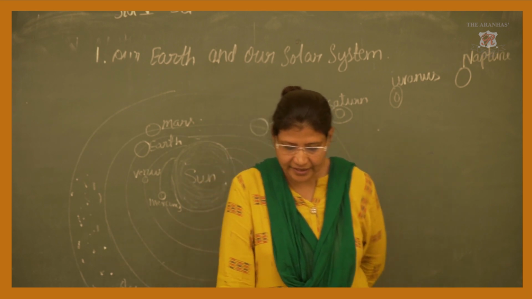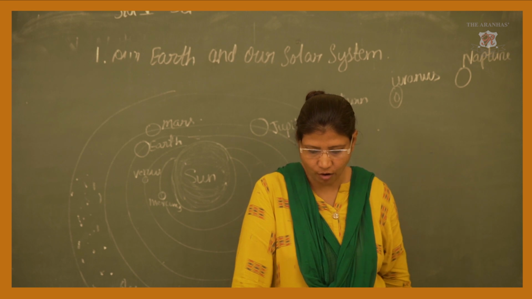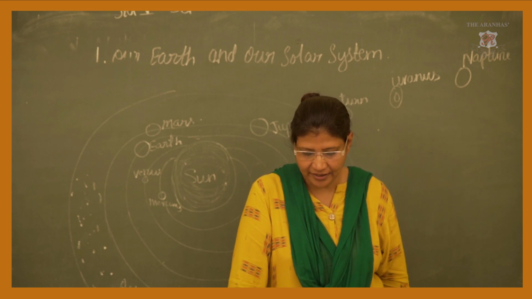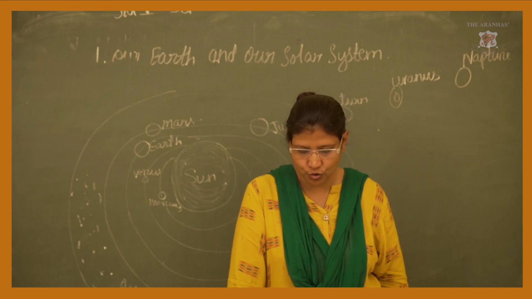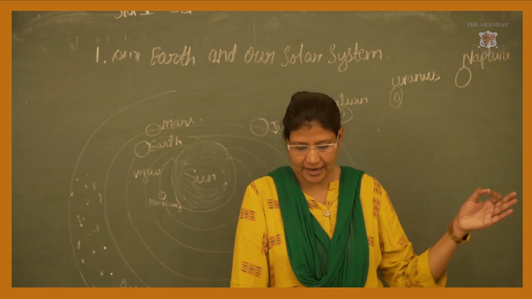The sun exerts a gravitational pull on all planets, whereas the tendency of the planet is to move away from the sun.